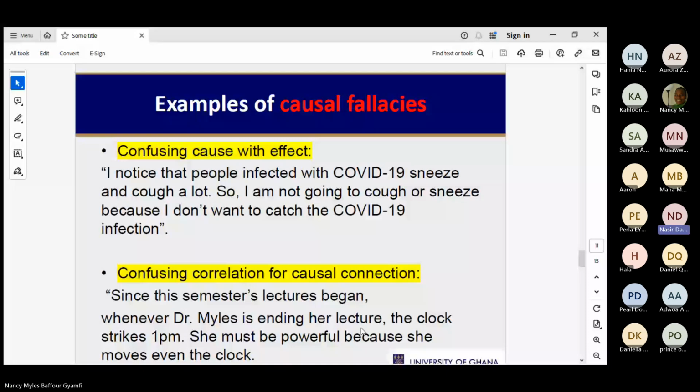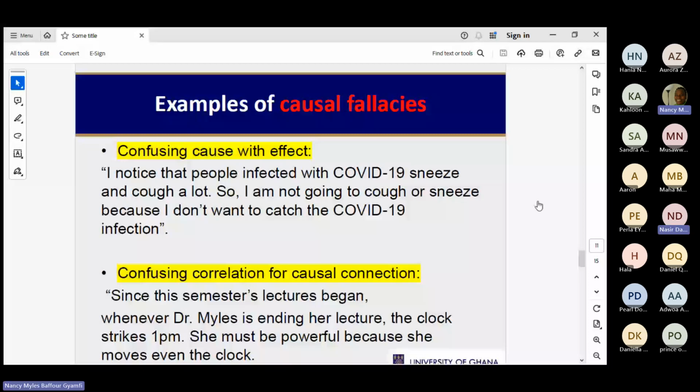Examples of causal fallacies. Confusing cause with effect. I noticed that people infected with COVID-19 sneeze and cough a lot. So I am not going to cough or sneeze because I don't want to catch the COVID-19 infection. Very good. Everyone can see what has happened, right? The person speaking is confusing the cause with the effect.